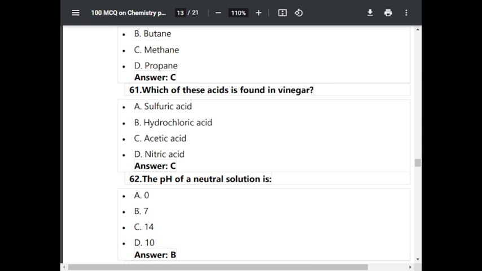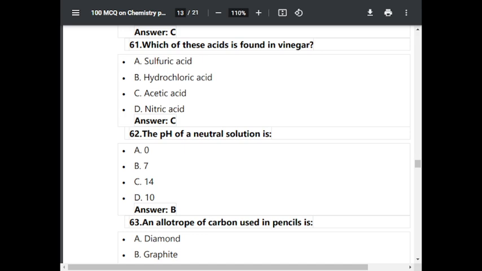Question number 62. The pH of a neutral solution is. Option A 0, option B 7, option C 14, option D 10. The correct answer is B 7. The pH of a neutral solution is 7.